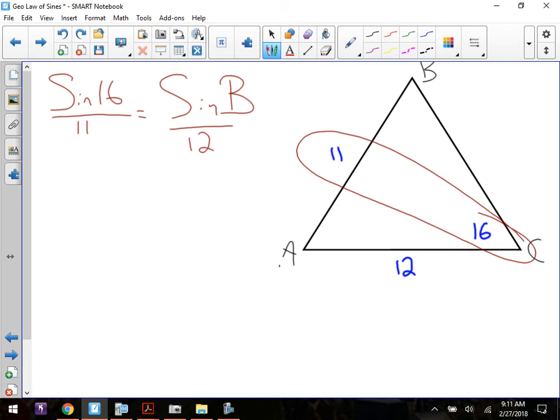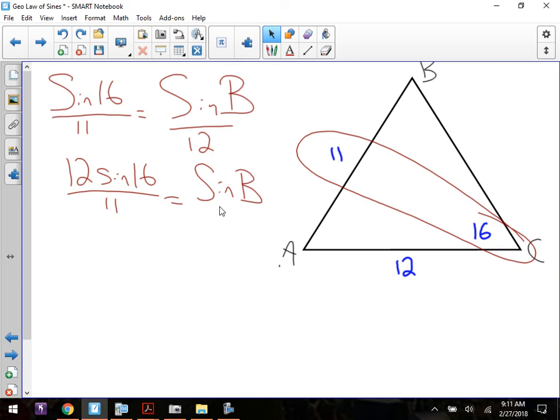I have to undo divide by 12, and how do you undo divide by 12? Multiply by 12. So I just rewrite 12 sine of 16 over 11 is, and now I'm at a point where the rest of the problem is pressing buttons. The rest of the problem is pressing buttons. Fraction bar, 12 sine 16 over 11, and I hit enter.